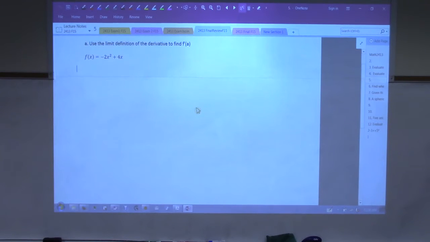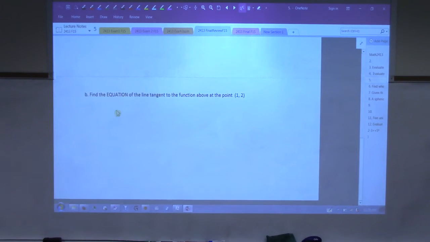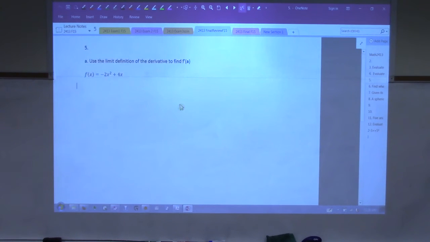Use the definition of the derivative to find the derivative. So here's a nice little polynomial, and this is the one where you have to do limit as h goes to 0, f of x plus h minus f of x all over h. And then find the equation of the tangent line at a point. So now the good news is you do this using the limit. You get an answer, but we all know that the answer should be negative 4x plus 4. Like you can check it real easily, right? That's the good news. It sounds so tedious.